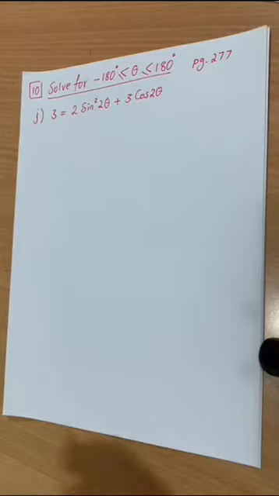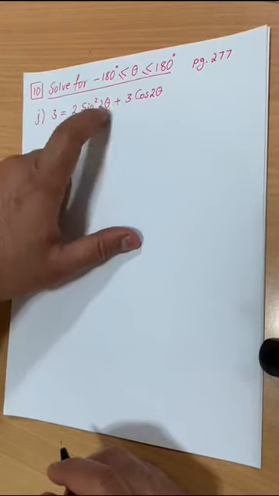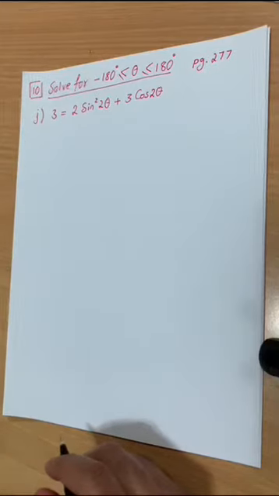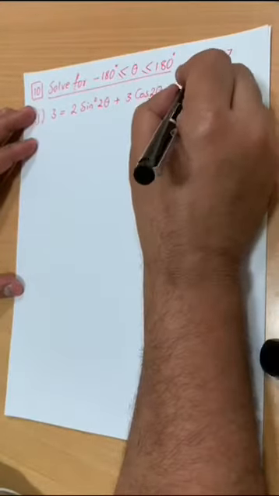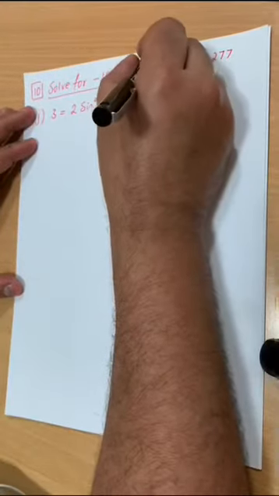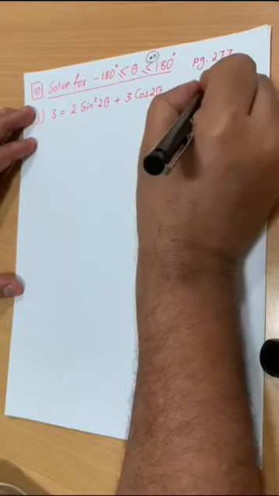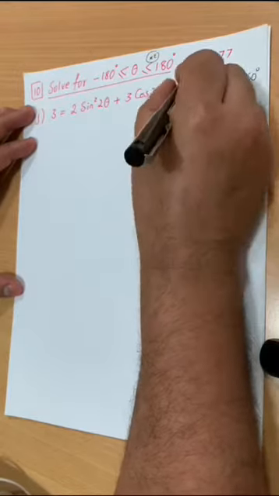Question number 10. Solve for negative 180 to positive 180. Now remember, you have double angle here, multiple of angle. This is question 10, by the way, on page 277. We're supposed to change the range first. How are we going to change the range? By multiplying the whole range by 2. So multiplying the whole range by 2, the new range is from negative 360 to positive 360.